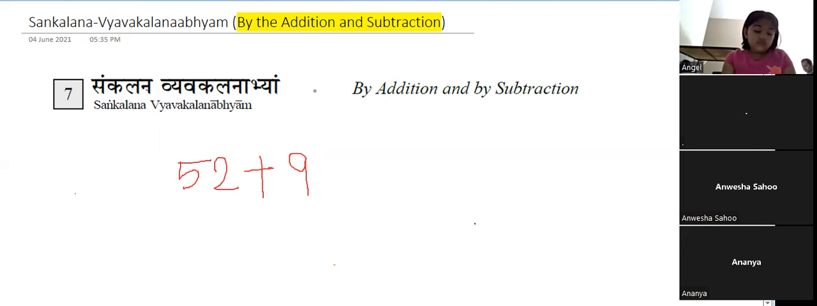According to this sutra, for 52 we have to add 9, right? But instead of adding 9, it is easy to add 10. Yes or no? Tell me, 52 plus 10 is how much? 62. Because we have added 1 extra, now we can remove that 1 from 62. It becomes 61. That's the answer.